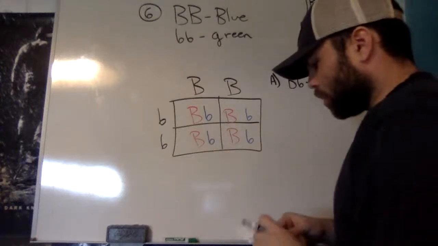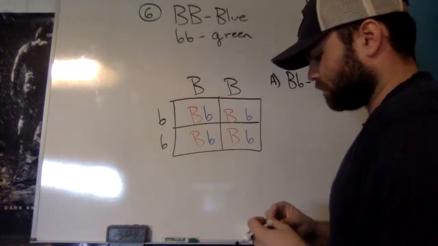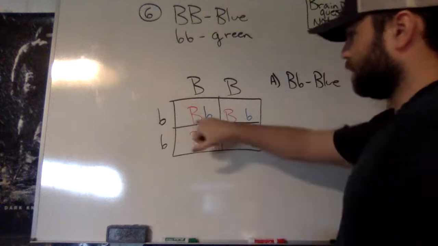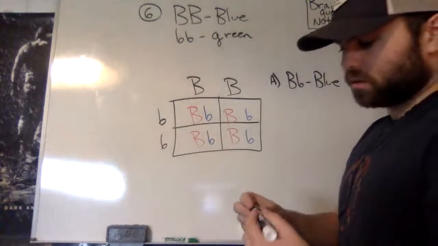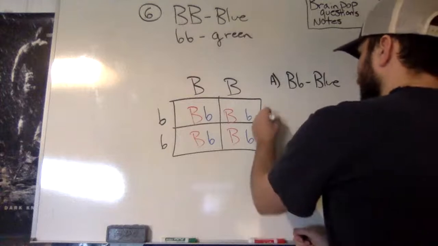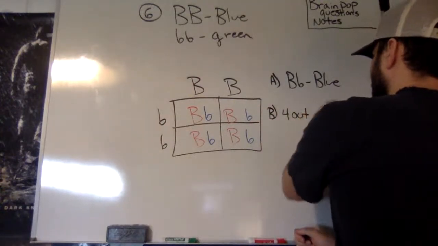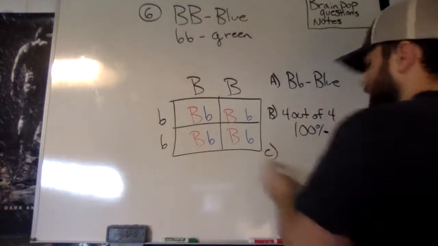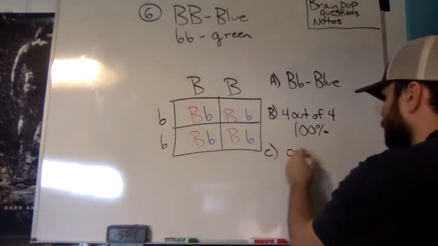Okay? So what are the chances of a child with light blue skin? Okay? So all of these have uppercase B's for blue. So it's going to be 4 out of 4, which is going to be 100%. Okay? And then C, what's the percent chance that you're going to be light green? You're going to be 0 out of 4.